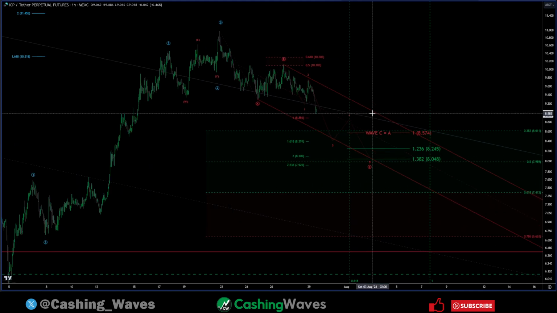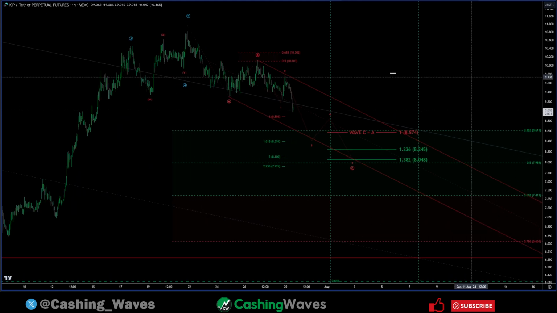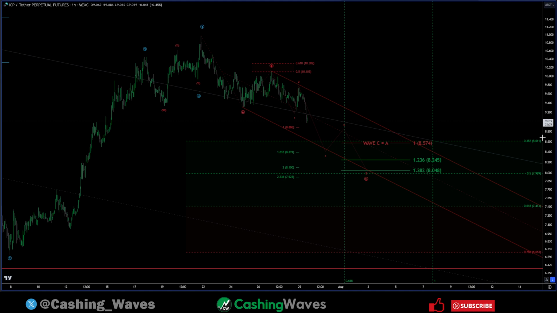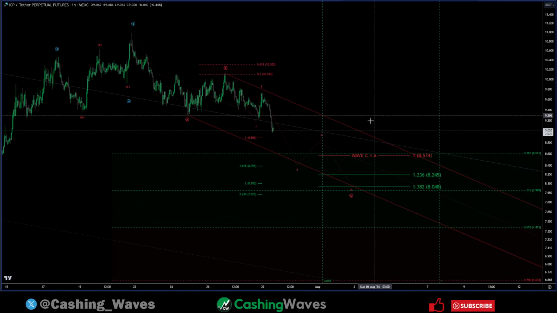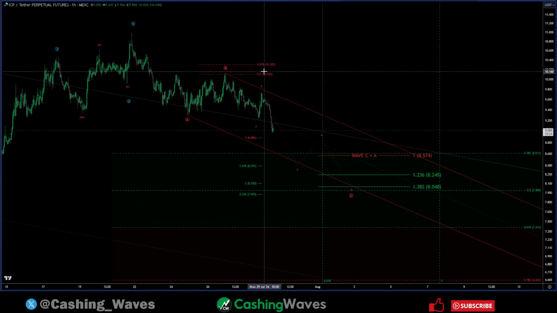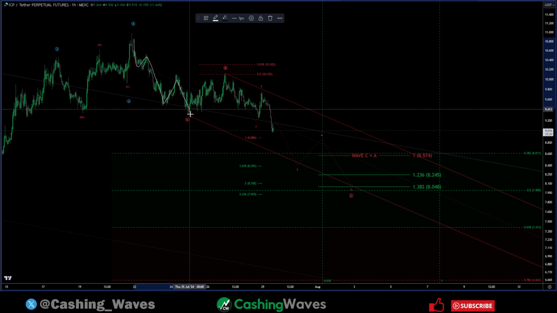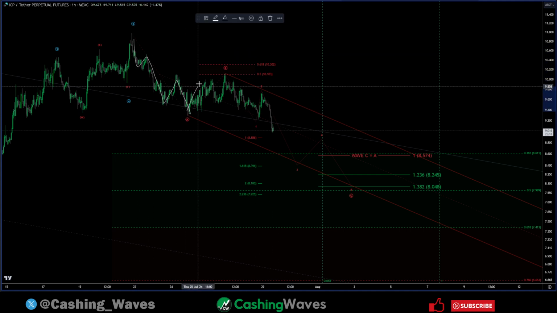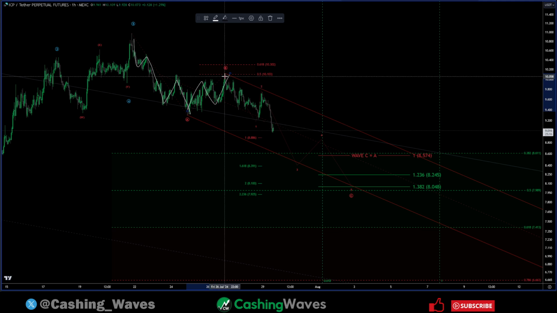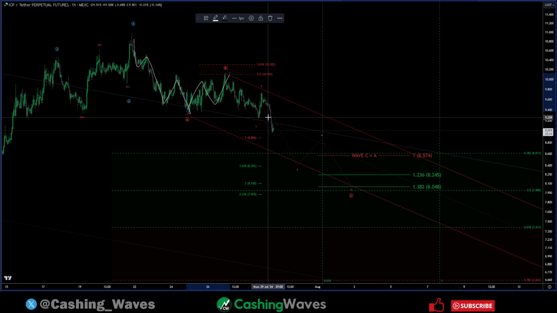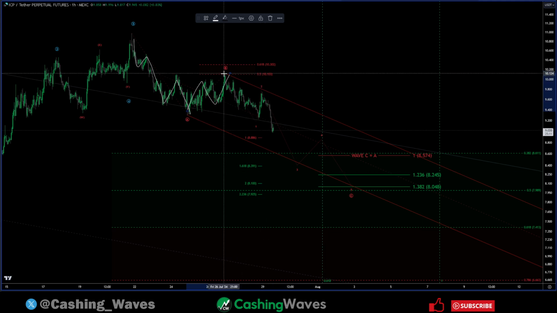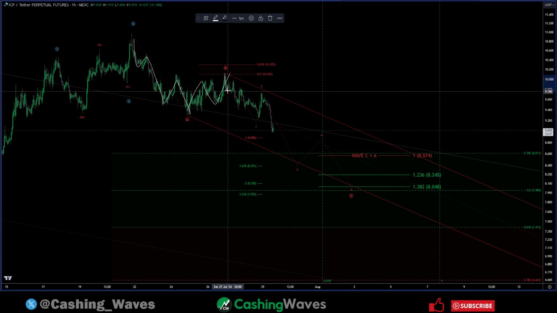So currently what I'm looking for, even this one has multiple ways you can count it, but it's important to pay attention to fib levels. I have this as a 5-wave move, as an A wave, B wave, and looking for 5 waves down for an ABC. Now, this is a difficult count. I can count 5 waves, but it's not pretty. It'd be wave 1 with a flat.